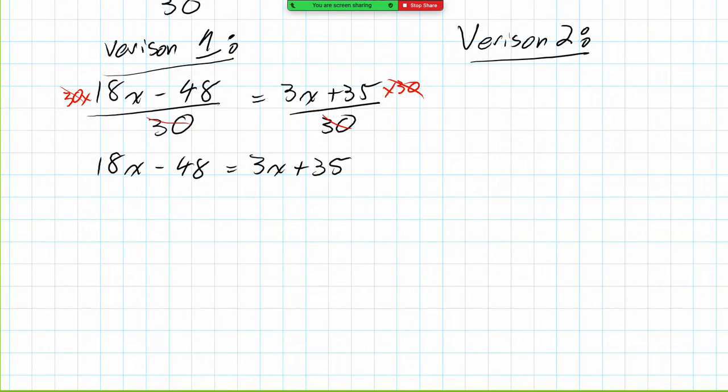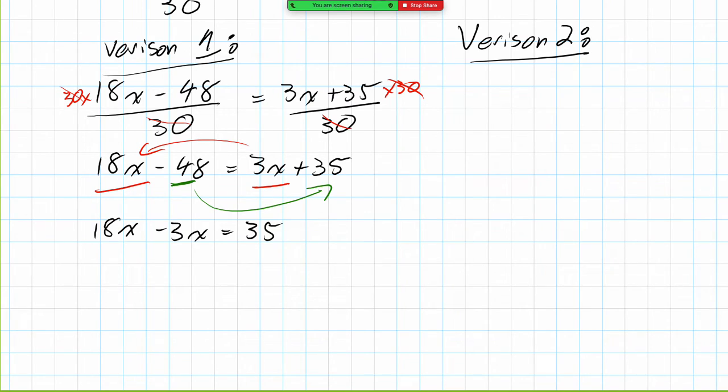I need like terms, and I need x by itself on one side. So I'm going to put that over there, 3x to there, and I'm going to bring 48 over. This will leave us with 18x minus 3x is equal to 35 plus 48. This will give me 15x is equal to 83.